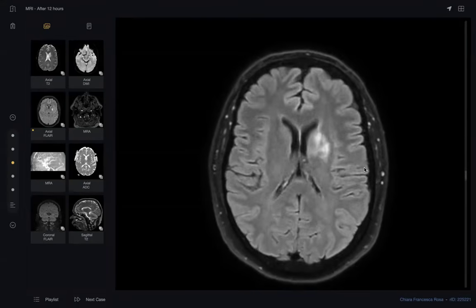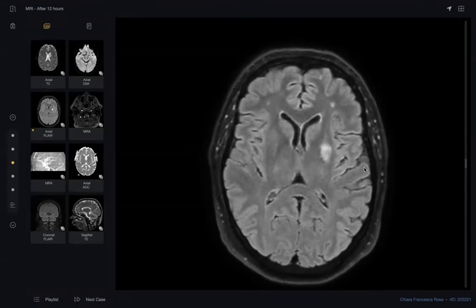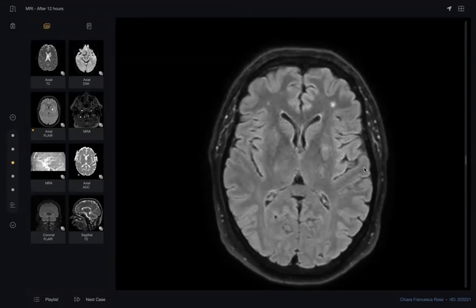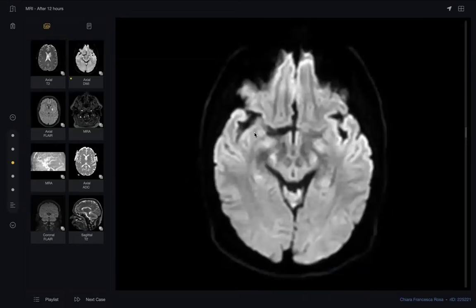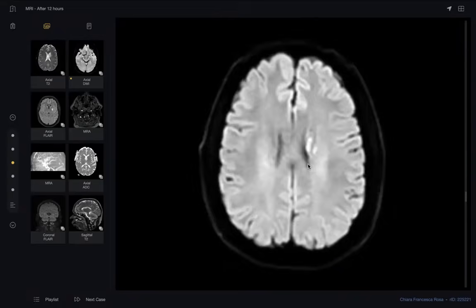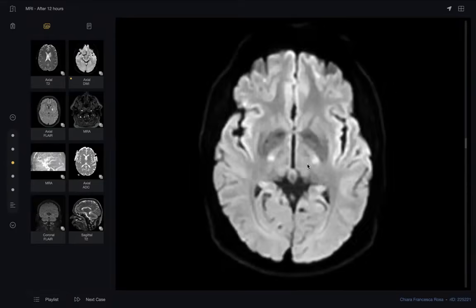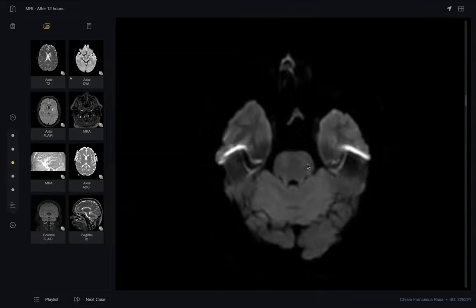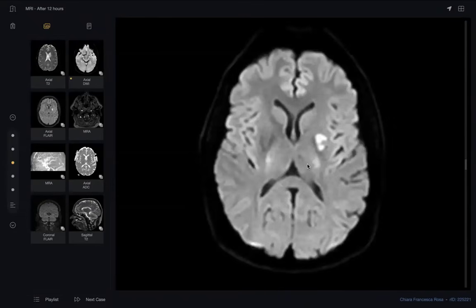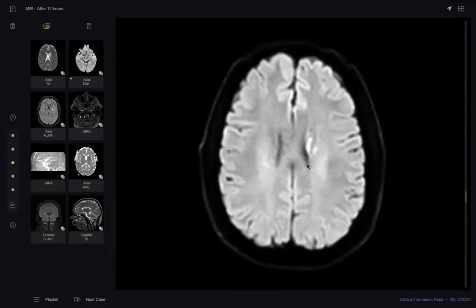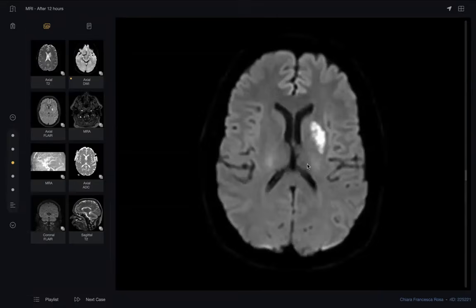Can you have a look at the DWI images, if possible, please? Okay, so the DWI images are showing evidence of diffusion restriction. I would like to confirm it on ADC. It is 4 minutes now.